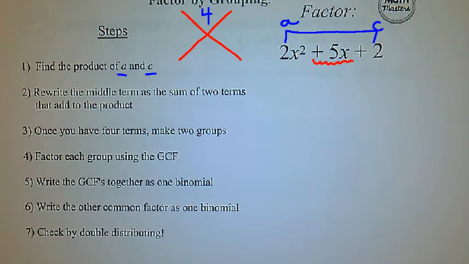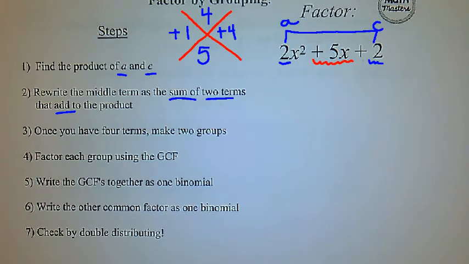Then you're going to rewrite the middle term as a sum of 2 terms that add to that product. So basically what you do in factoring, but now instead of making it multiply to just C, we need them to multiply to A times C. Normally A is a 1, so that's why we don't usually factor in the A. So I want it to multiply to 4 and add to 5. Hopefully in your head you're thinking plus 1 and a positive 4.